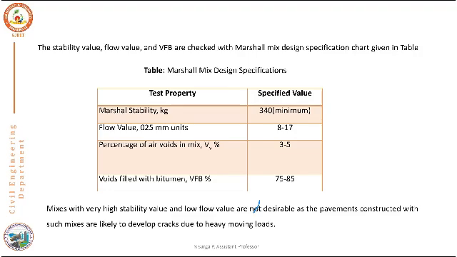After the mix design is done, we have to check whether the obtained bituminous mix fulfills the requirements as per the specification. So we have to check the results we have obtained using the Marshall mix design specification. When any mix design is done, you should have a minimum stability value of 340 kg, and the flow value should be 8 to 17, in terms of 25 mm units. The mix we prepared should have a void content between 3 to 5%, and the voids filled with bitumen, or VFB, that we have estimated should be between 75 to 85%. Mixes with very high stability and flow values are not desirable, as pavements constructed with such mixes are likely to develop cracks due to heavy moving loads.